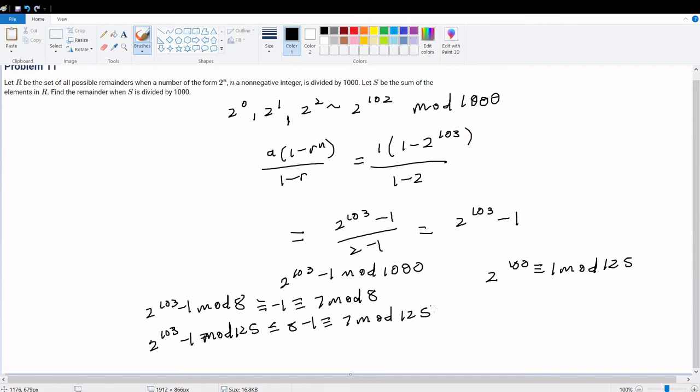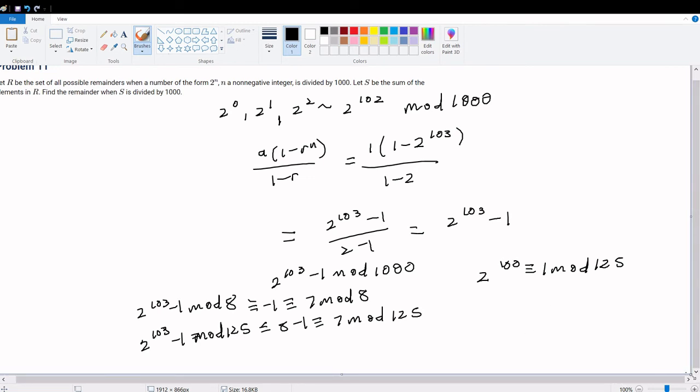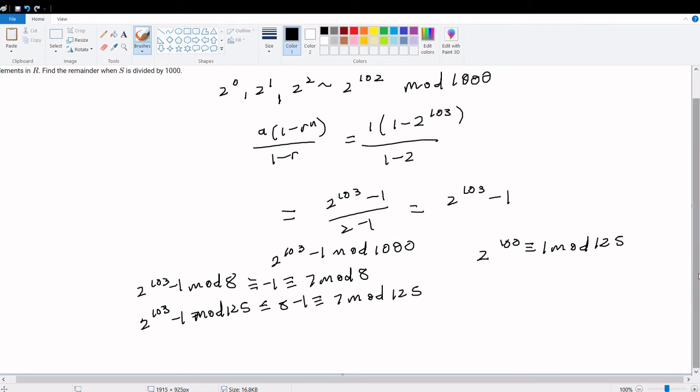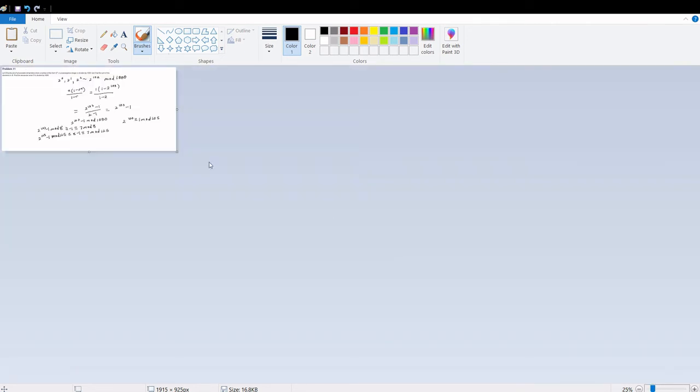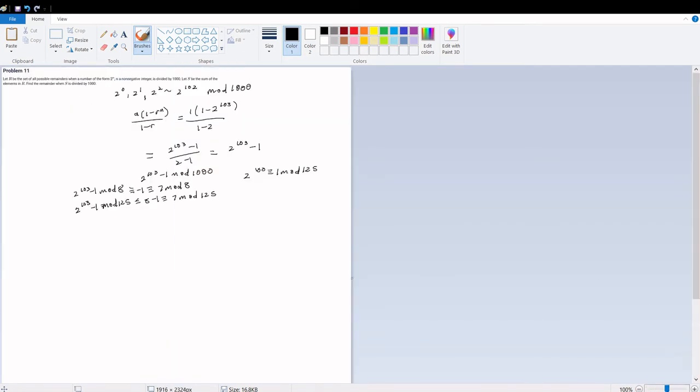And from here, we might be tempted to say that this thing is 7 mod 1000, right? Because this thing is 7 mod 8 and 7 mod 125, so it's probably just 7 mod 1000. But just for the sake of proving it, so that I can show you how to solve a system of congruences like this, let me drag this down here and create a little extra space.